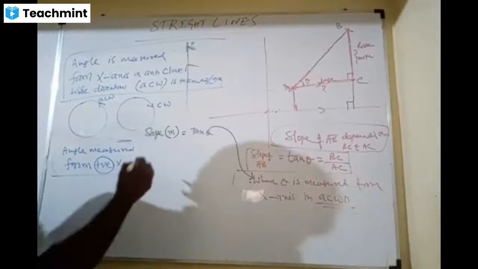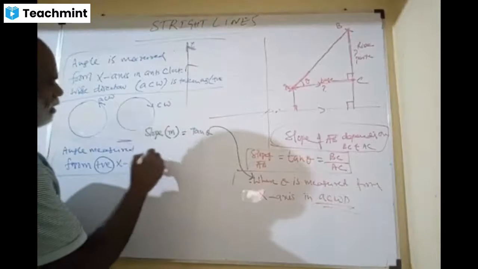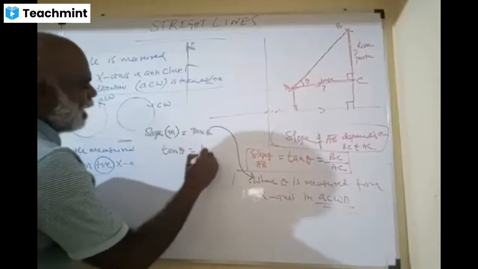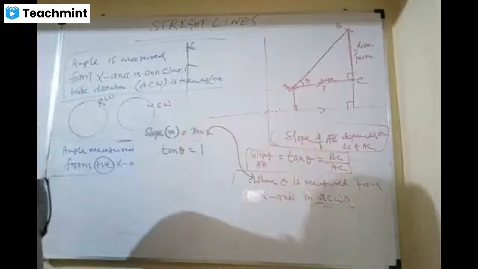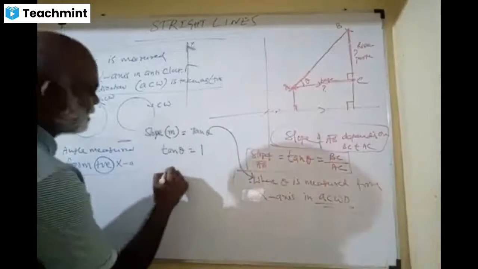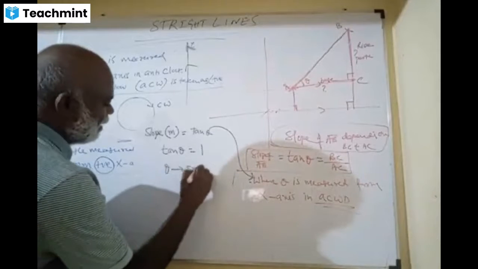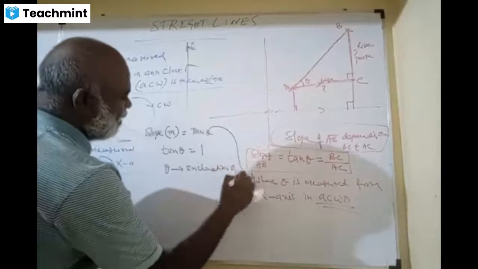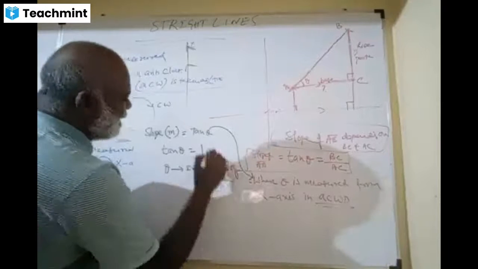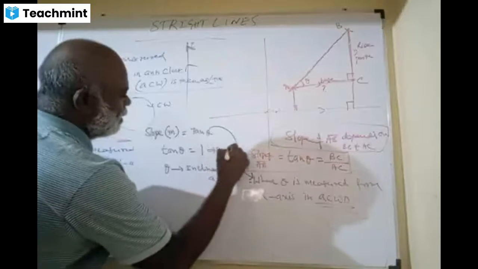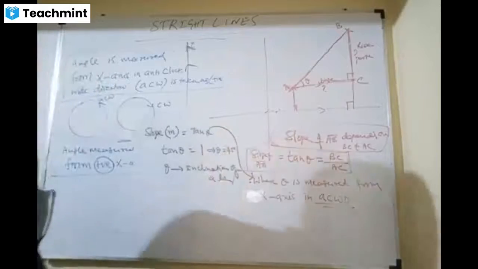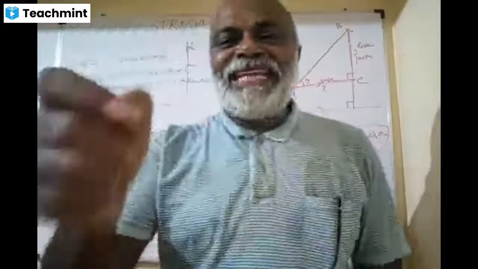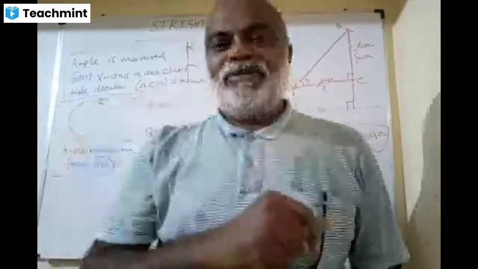And I said now, tan theta equal to 1. Please tell me what is the inclination. The theta is called the inclination of a line. What is theta? 45 degrees. 45 degrees. Wonderful. That means tan theta is positive.